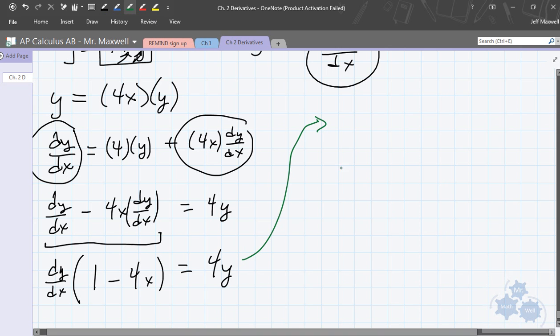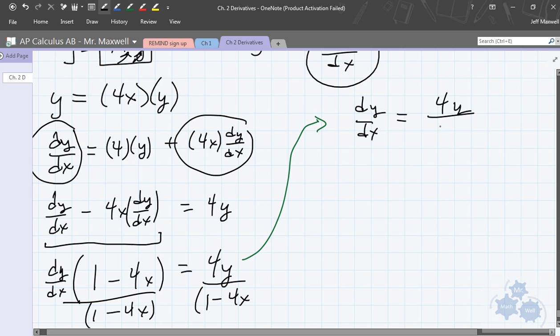Okay, I'm going to stay on the same screen here. I'm just going to go up over here to continue. And now I divide by 1 minus 4x on both sides, and you get dy/dx equals 4y over 1 minus 4x. And that's what your derivative is.